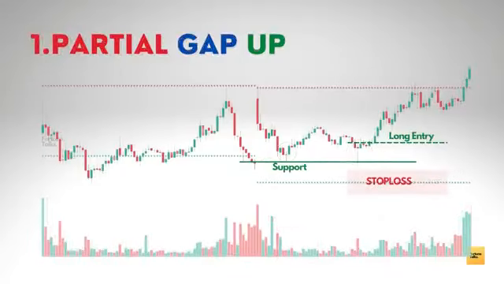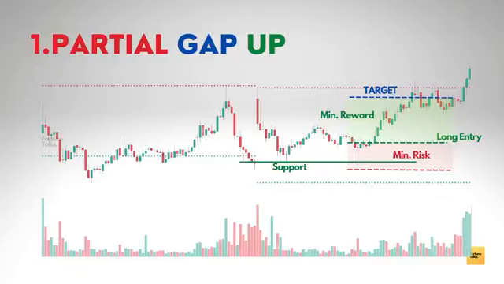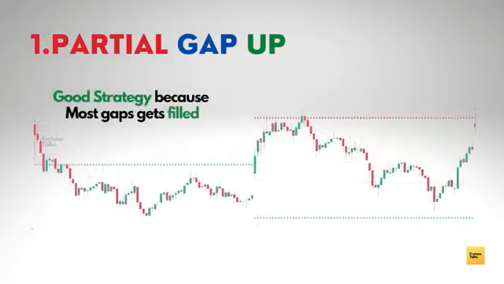We can place the stop loss just below the gap zone, and we can fix a reward to risk of at least 1.5:1, or you can even keep the target as the previous day high level. The benefit of using this strategy is that gaps fill 90% of the time. So this is a popular trading strategy.